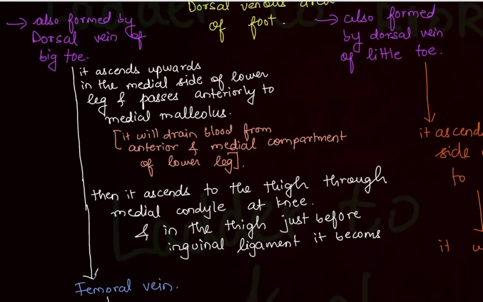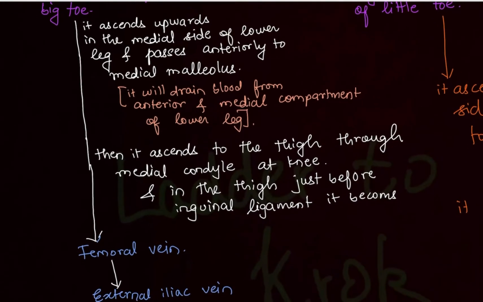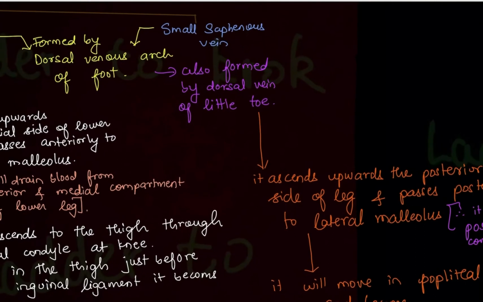This great saphenous vein will ascend upwards, okay, from the foot to the lower leg medially. Okay, but when it reaches the medial malleolus, it will move anteriorly to it and ascend upwards. So basically it drains the blood from the medial and anterior compartment of the lower leg. It further will keep ascending towards the thigh through the medial condyle of the knee. Okay, and in the thigh, just before the inguinal ligament, it turns into the femoral vein, which will further drain into the external iliac vein.